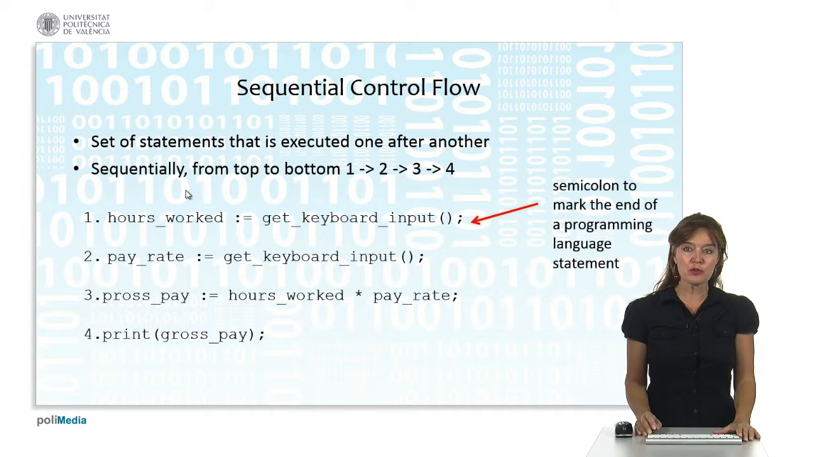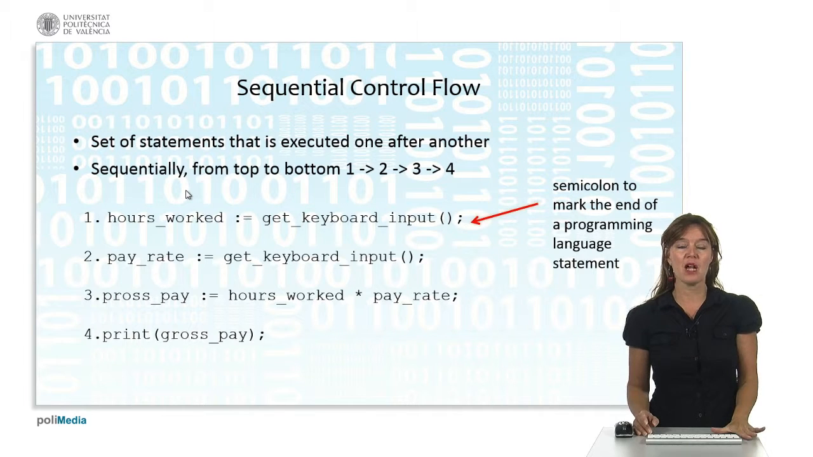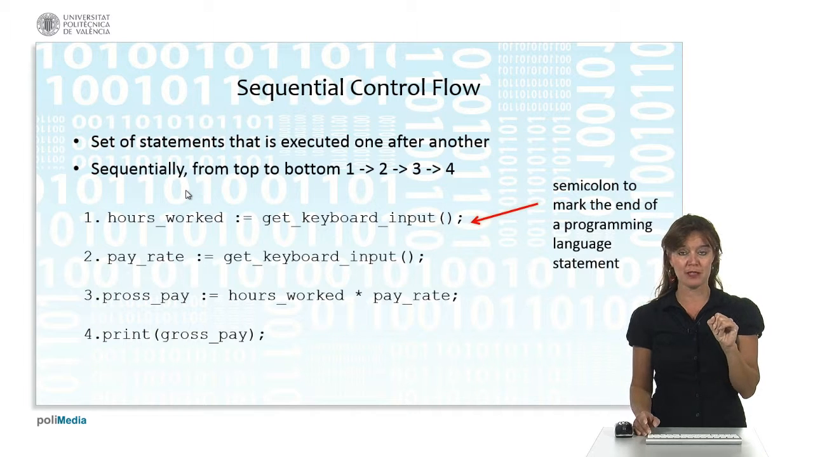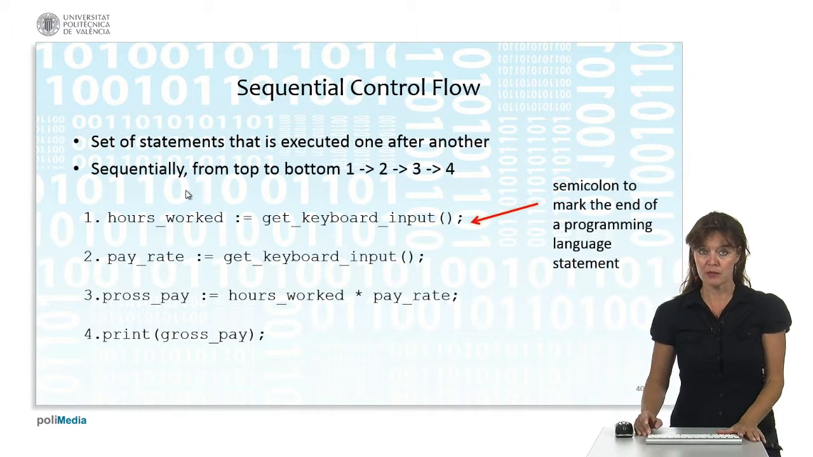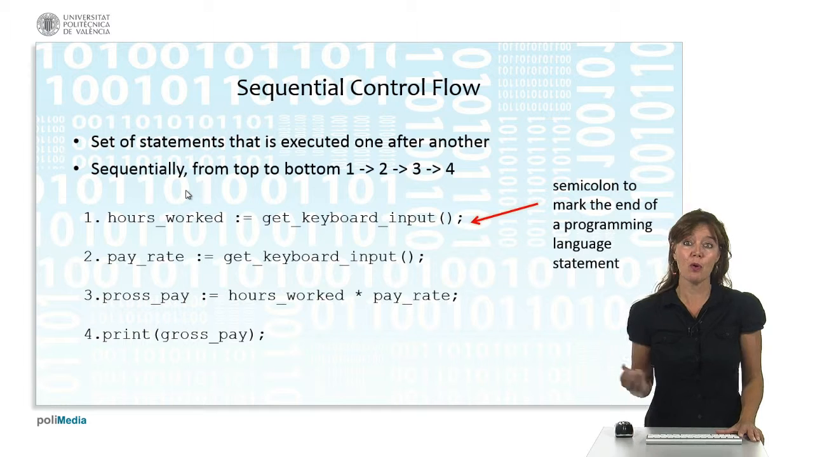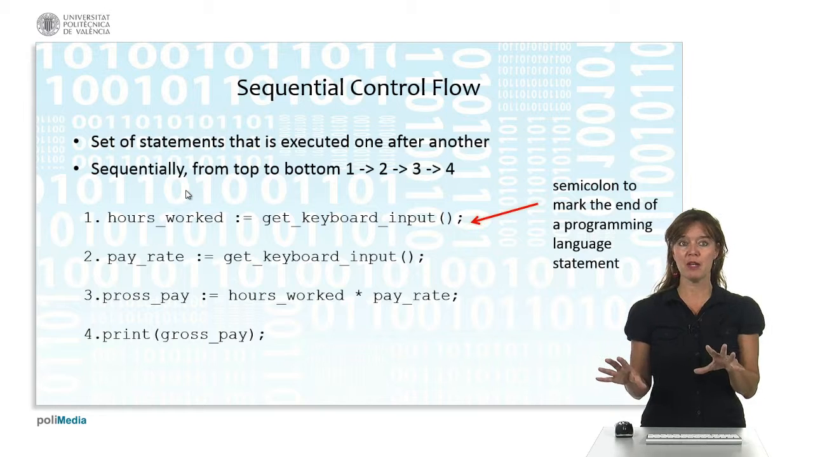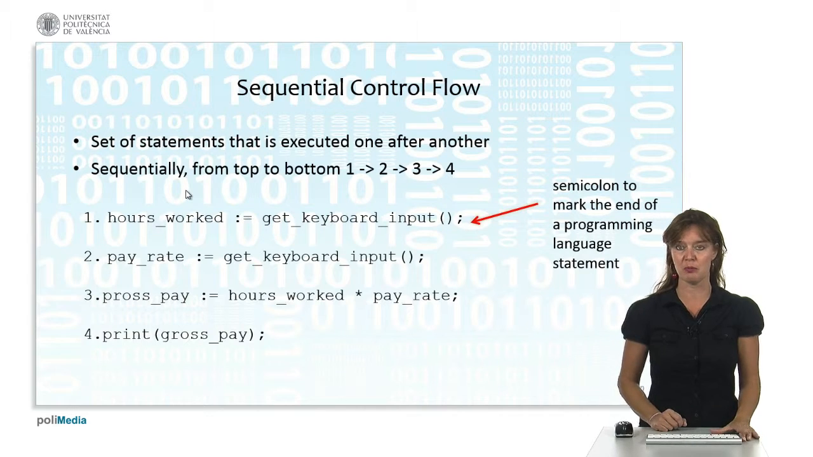So sequential control flow is what it says. It's a set of statements that is executed sequentially, one after another. On the slide you see an example of 4 statements that are being executed in the exact order that they are put on the slide: 1, 2, 3, and 4. We first assign a variable hours worked, from some input we get from the keyboard. Then we assign a variable pay rate, also with some input from the keyboard. And then we multiply the 2 variables, save the result in another variable that we, in the 4th statement, print.